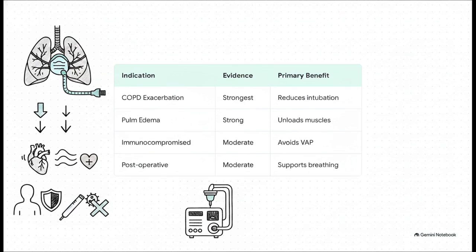It significantly reduces both the need for intubation and ICU mortality. It's also highly effective for cardiogenic pulmonary edema, primarily because that positive pressure unloads the respiratory muscles and decreases venous return, which takes a massive strain off a failing left ventricle. We also see great benefits in immunocompromised patients, where avoiding the infectious risks of a tube is paramount.